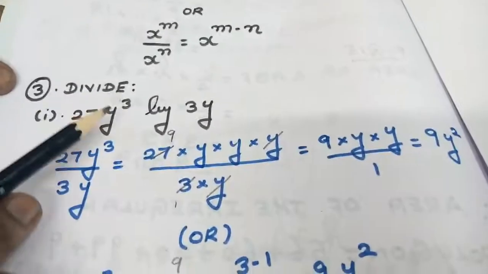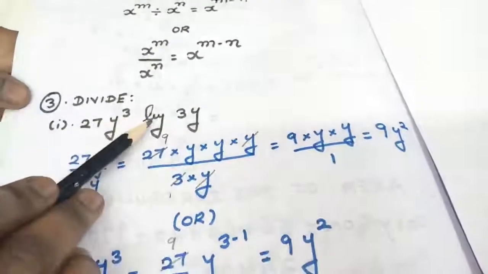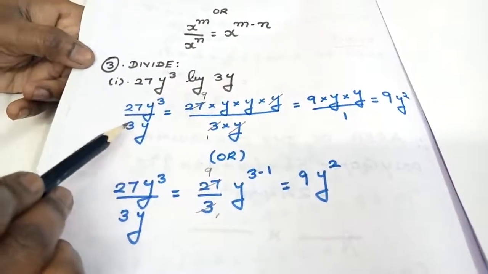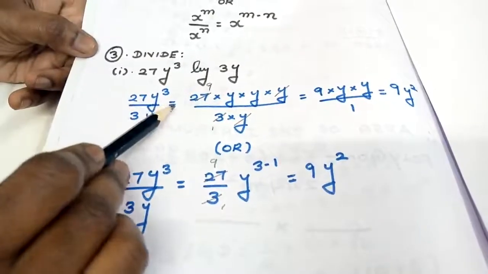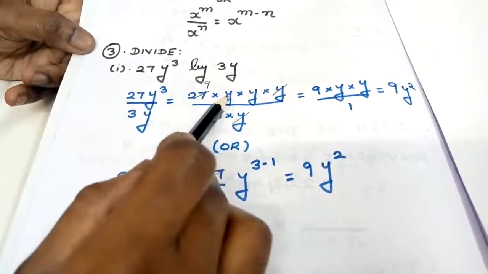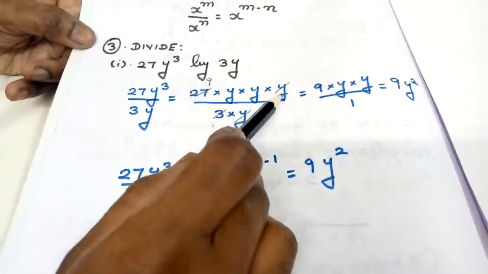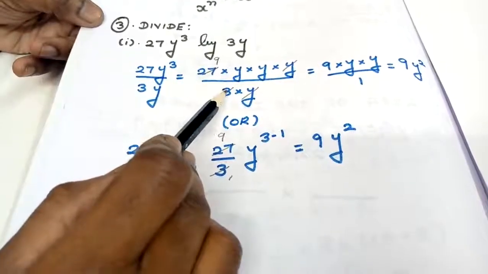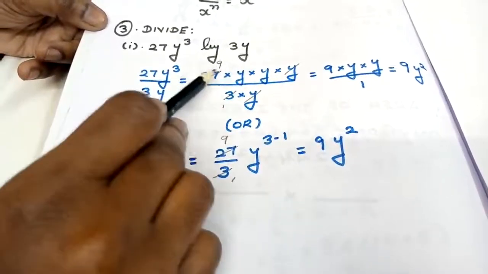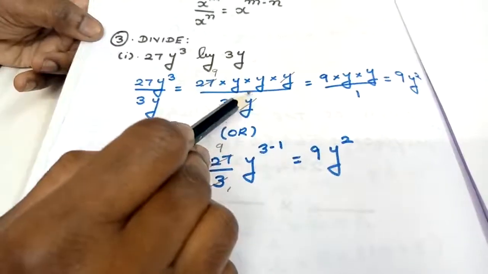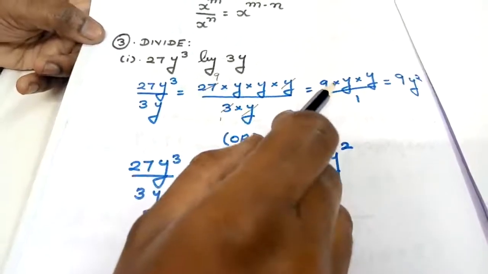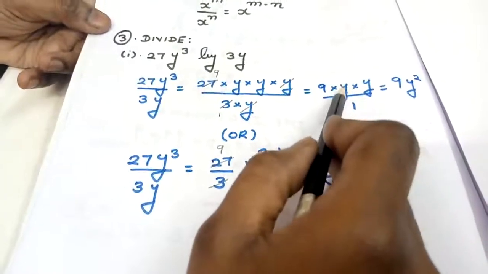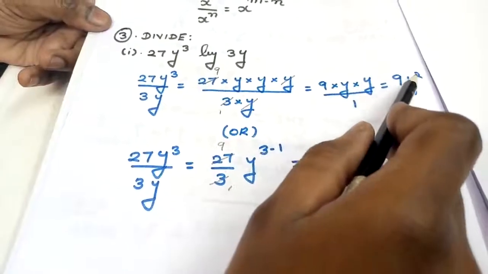This is a question they are giving you: divide 27y cube by 3y. 27y cube divided by 3y. What I am doing here is, I am just writing y to the power 3 as y into y into y, divided by 3y. So this is one of the ways of doing the sum. You can cancel the terms: 3 1s are 3, 3 9s are 27, and y gets cancelled. After cancelling, the remaining terms are 9 into y divided by 1, which can be written as 9y square. Y 2 times I am having here, so y to the power 2.